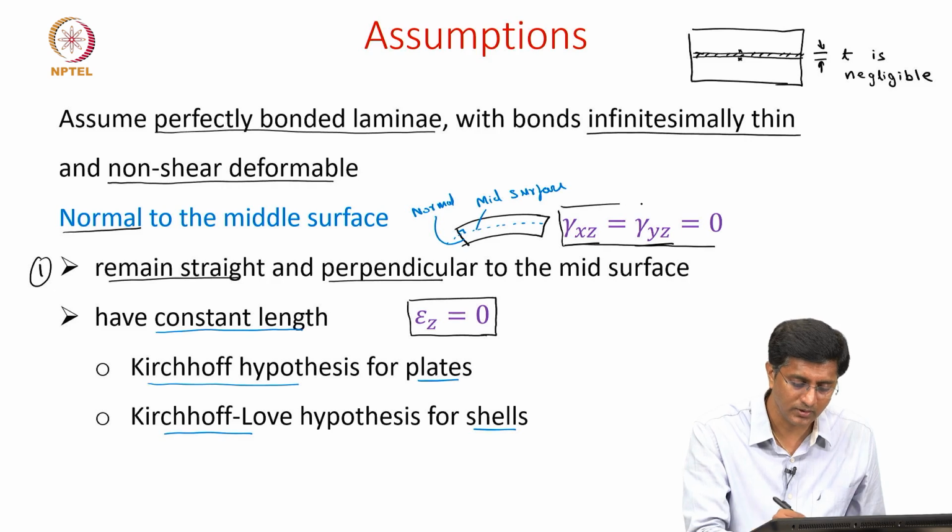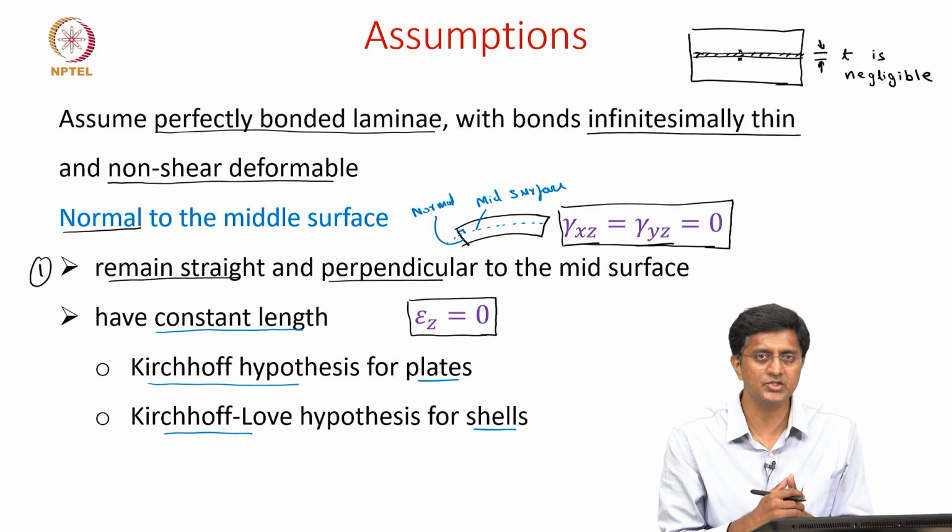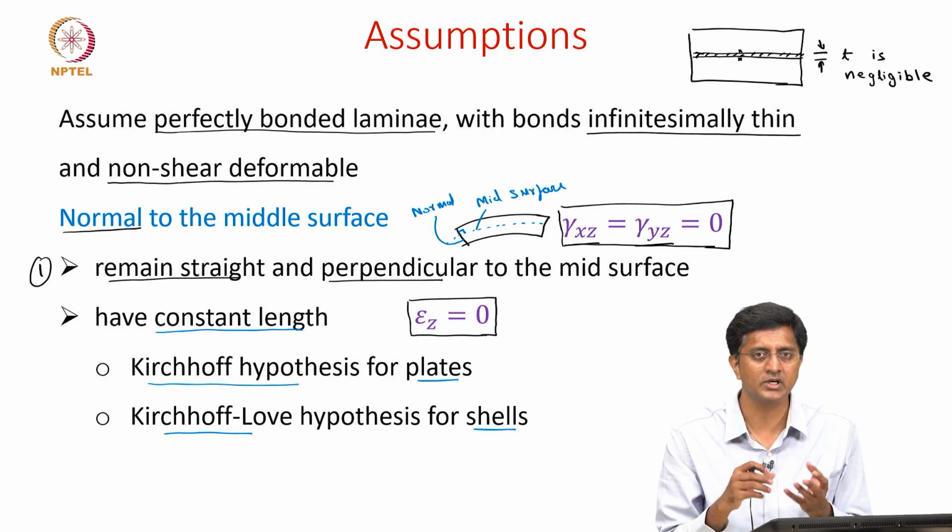So with these three assumptions, we can say we are in a plane strain situation where the out of plane strains are zero. So we can only focus on the three components of strain, which are epsilon x, epsilon y, and gamma xy.